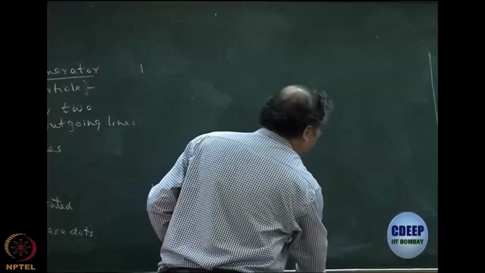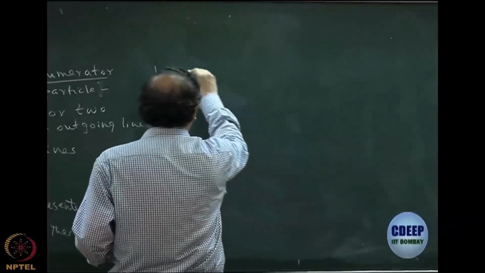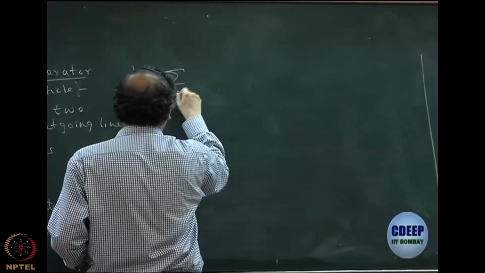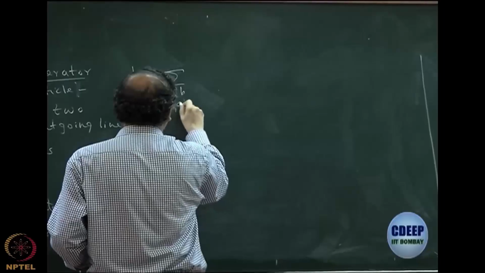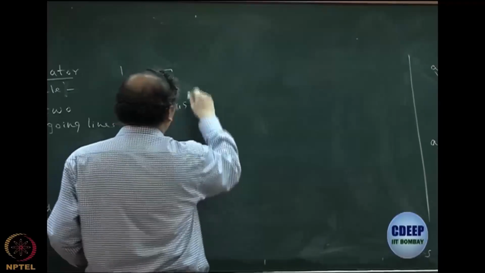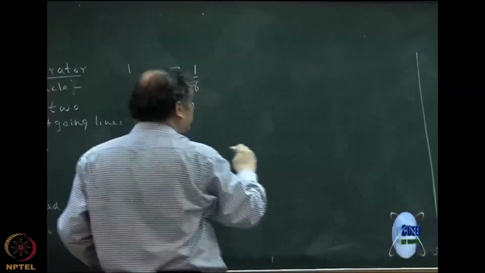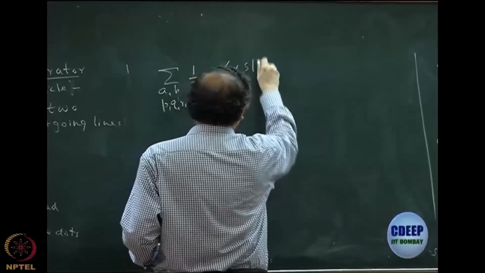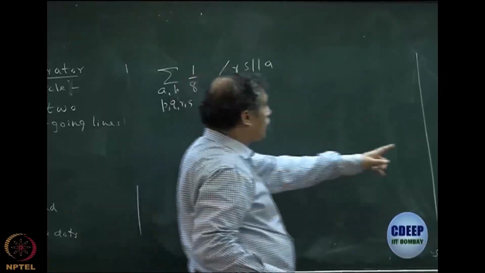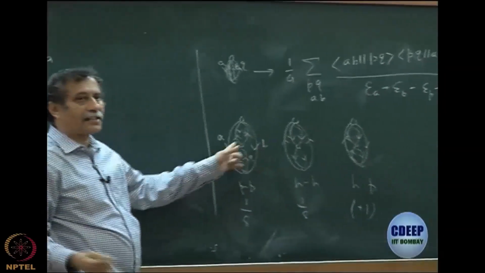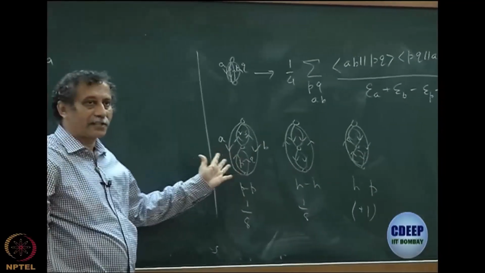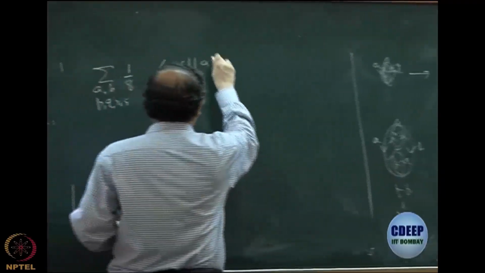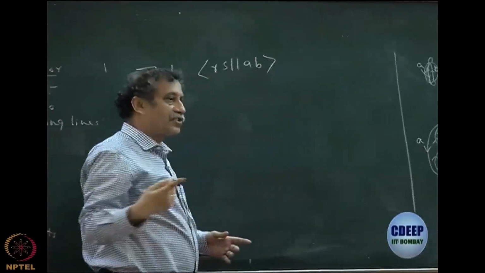First, let me write down the numerator. So, this is sum over A, B, P, Q, R, S, 1 by 8. Then you have R, S. Now, it is a question of how you write it. RS antisymmetry is AB or RS antisymmetry is BA. You have two choices, right? But write it in some way, and accordingly loops will change.